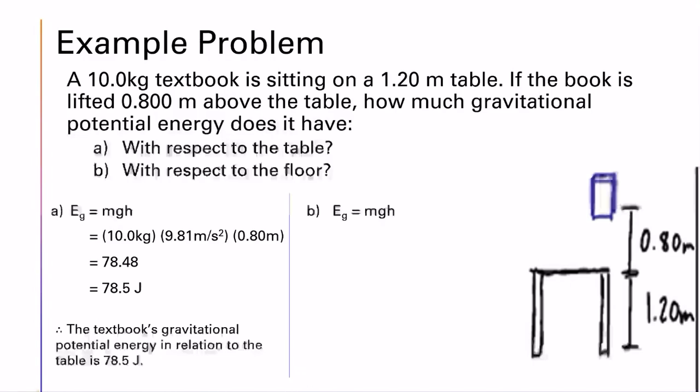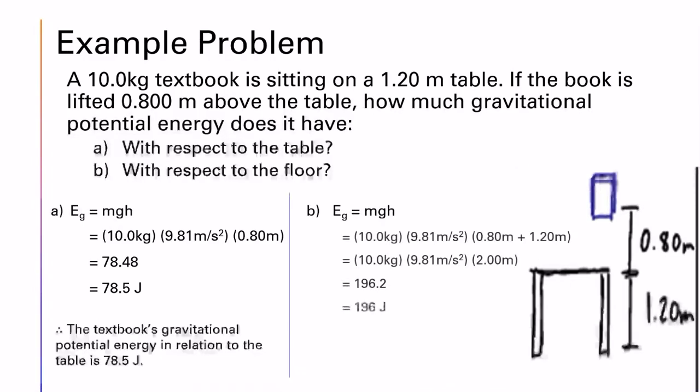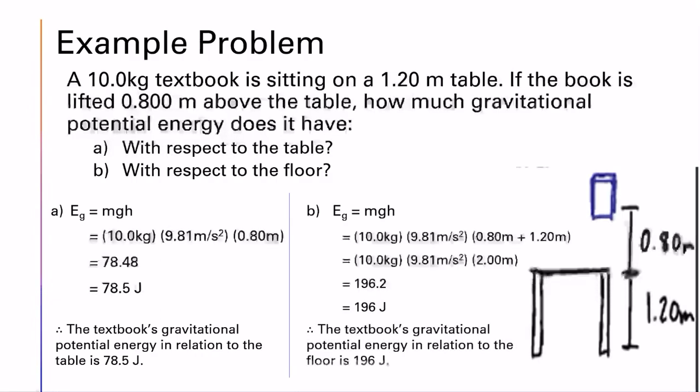Now let's do this again with respect to the floor. We used Eg equals mgh again, subbing in the same value of mass and gravity as we did before, but this time, for the height, we used 0.8 and we added 1.2 because we wanted the height from the textbook to the floor. Therefore, the textbook's gravitational potential energy in relation to the floor is 196 joules.